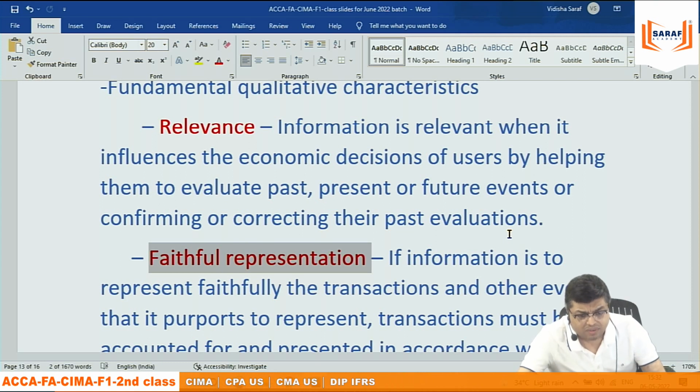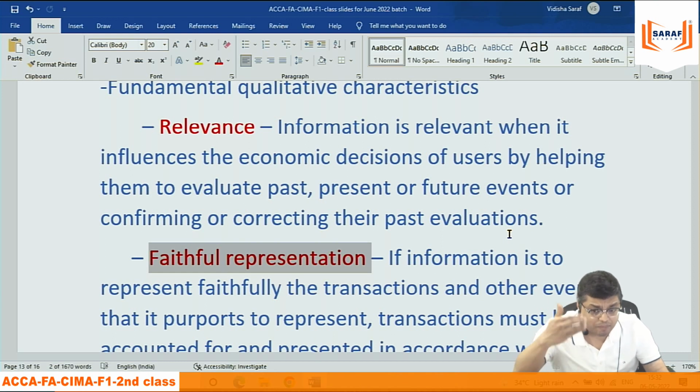Is this a normal event? Is the loss by theft or fire happening regularly? No. Sometimes. So relevancy says that its effect, positive, negative or anything, should be reported separately, so that the users can take informed decisions that it is irregular activity, irregular income, irregular expenditure, it will not arise again. They will be able to take informed decisions.